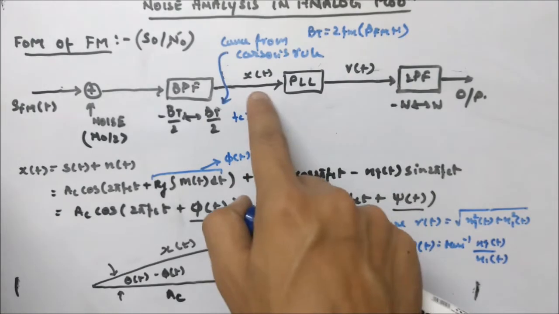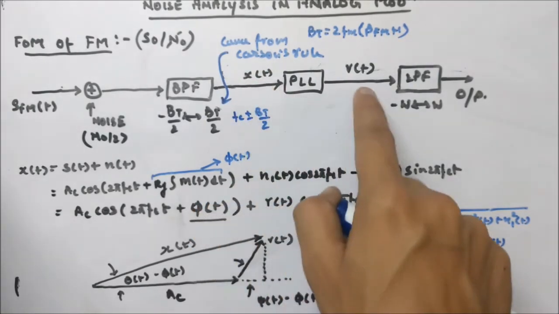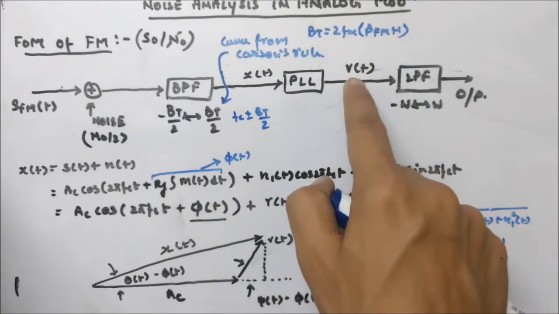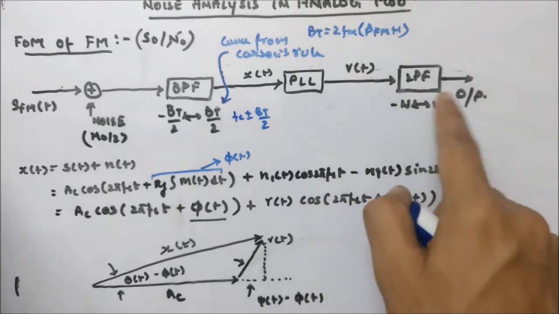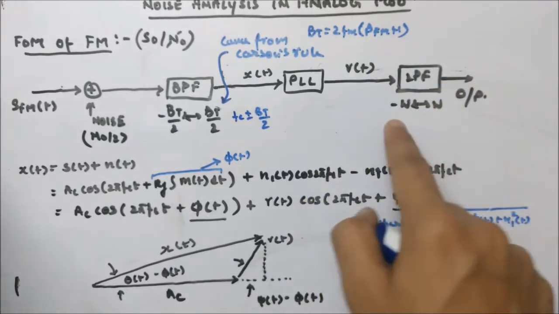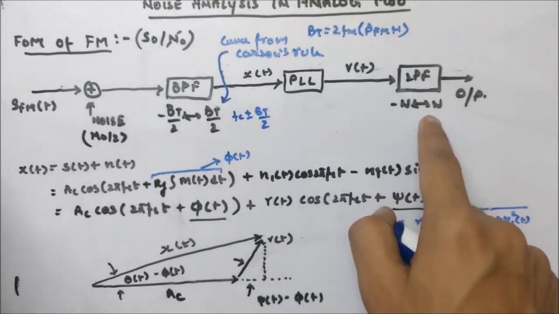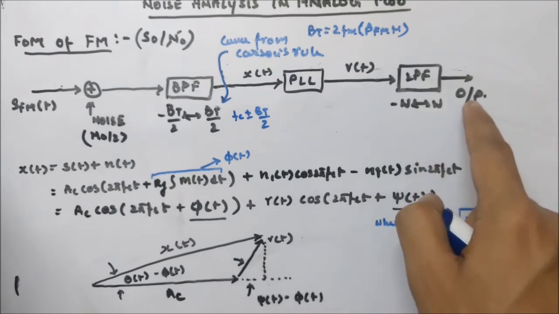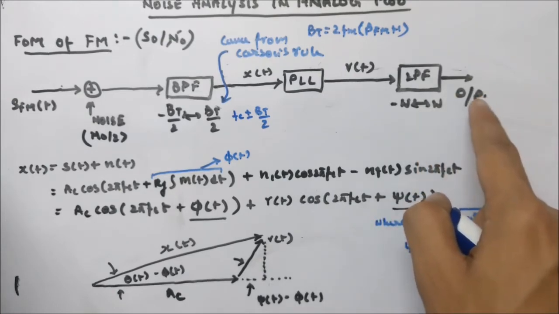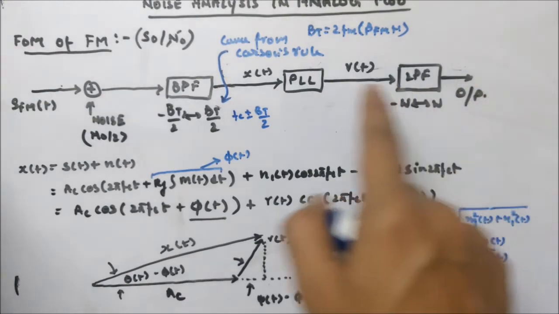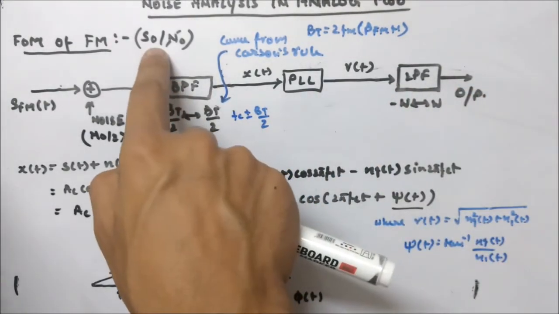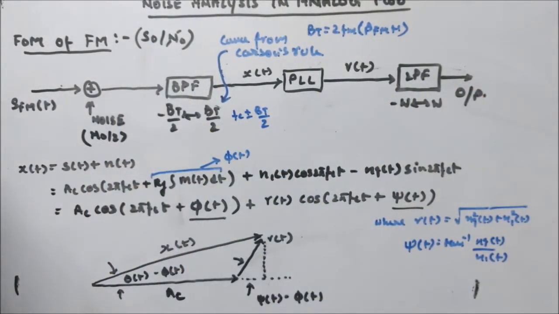I am representing this signal as x(t) and the output of the PLL as v(t), and there is a low pass filter with the bandwidth of the message signal, W. So at the output of this low pass filter we have to calculate S0 divided by N0.